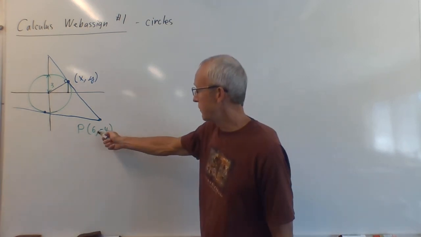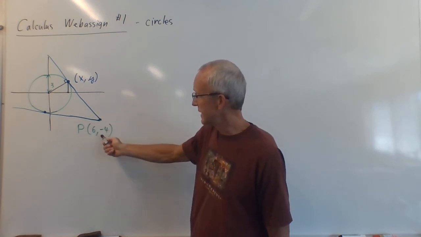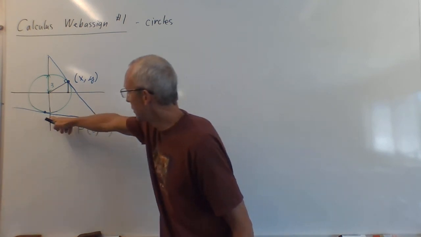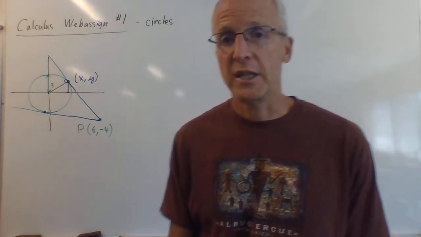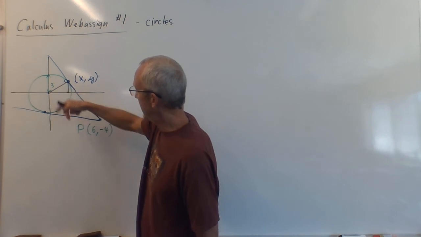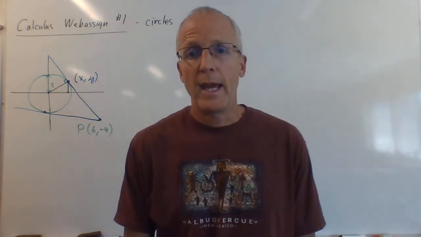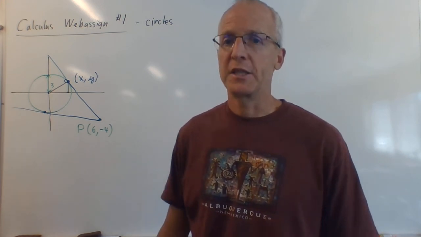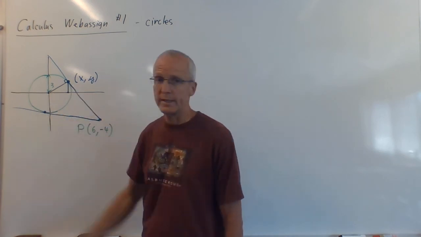And I made up a point over here that's x equals 6, so 6 and negative 4. Y is negative 4, so this point's a little below the bottom of the circle. And then I drew 2 tangent lines to the circle. So this line just nicks the circle right there, and the bottom one just hits the circle right there. What we want to do now is find out everything we can know about the situation. In other words, what are the equations of these lines, and what are those points?